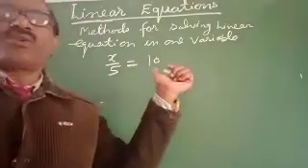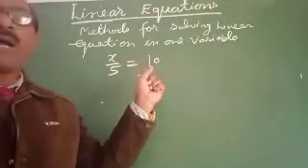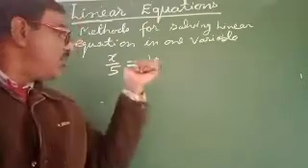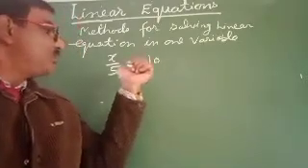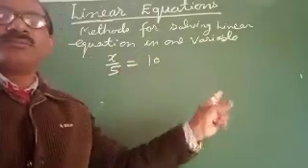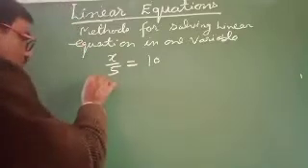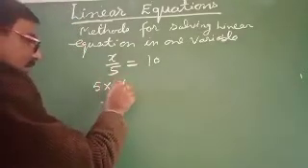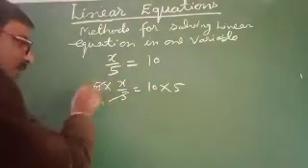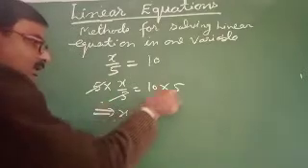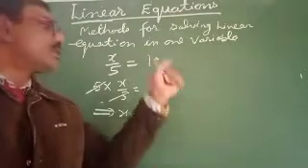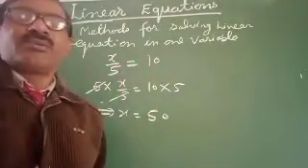For solving this linear equation, we have to find out the value of x. How will I find the value of x? For finding the value of x, we multiply 5 on both sides. Then 5 multiplied by x over 5 equals 10 into 5. 5 divided by 5 cancels, therefore x equals 10 times 5, which is 50. Therefore x equals 50 is the solution of this linear equation.